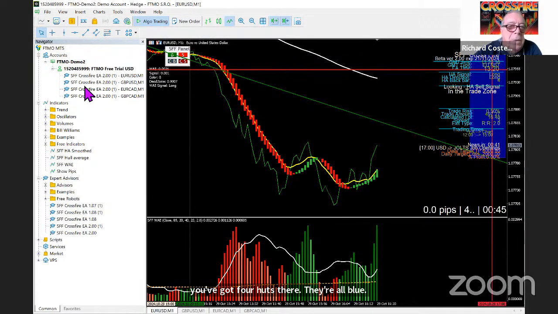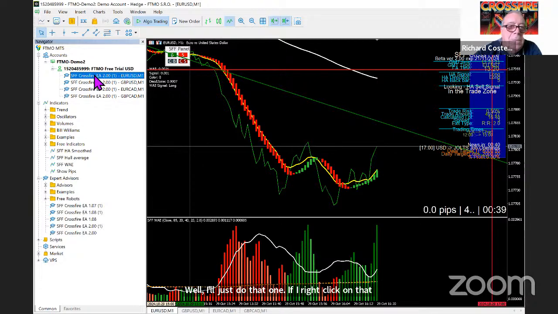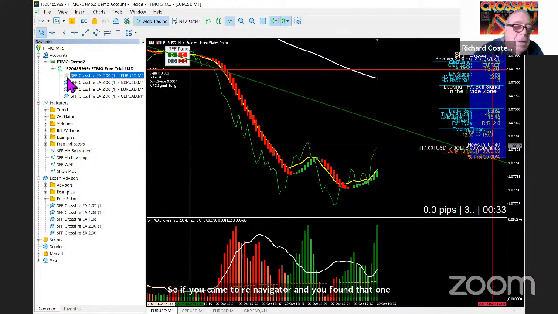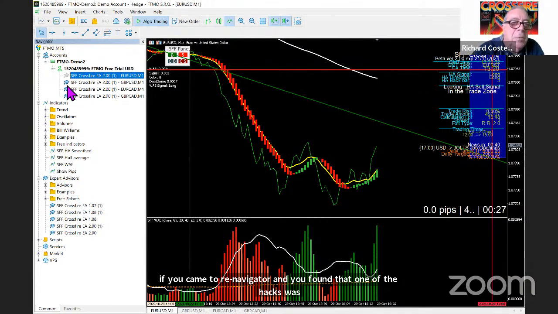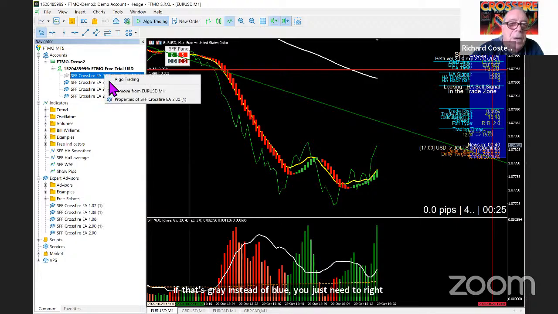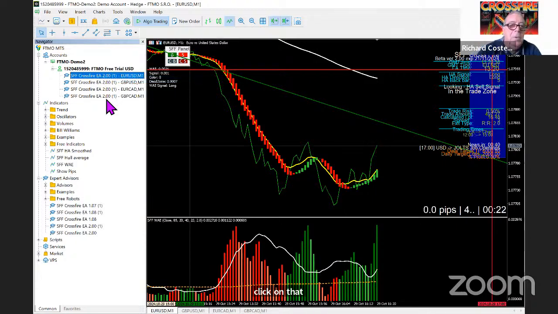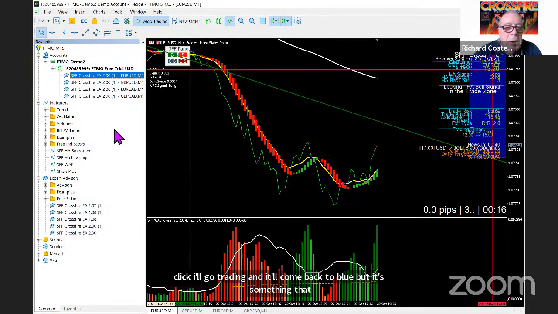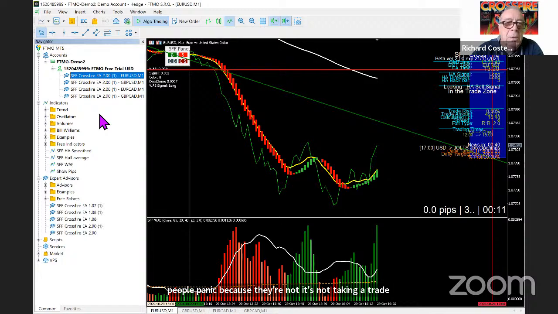If any of them were, well, I'll just do that one. If I right click on that, so if you came to your navigator and you found that one of the hats was, that's definitely grey, if that's grey instead of blue, you just need to right click on that and click algo trading, and it'll come back to blue. But it's something that keeps cropping up, and people panic because it's not taking a trade, and that's a pretty simple solution. Just keep an eye on this, keep an eye on that, and keep an eye on those.